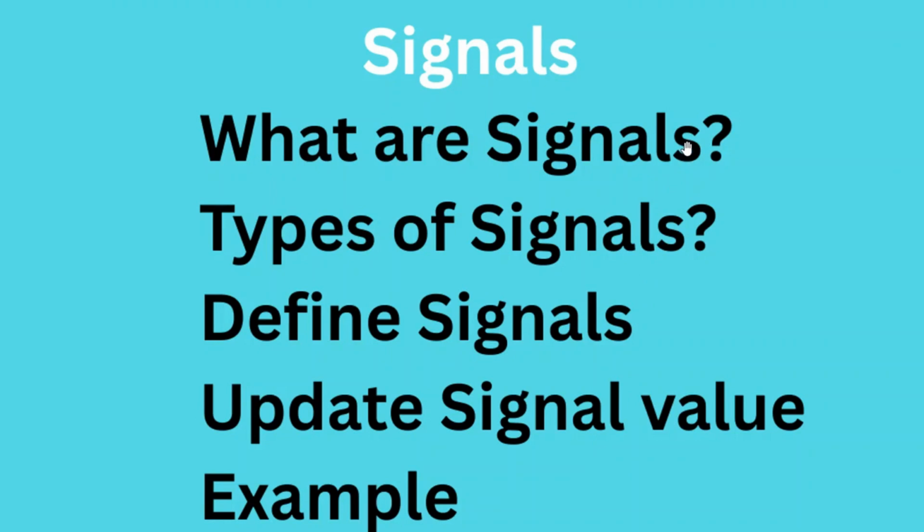First of all, I will tell you what signals are. How many types are there? How can we define them? And how can we initialize a value inside them? How can we update their value? We will also create an example to understand signals.